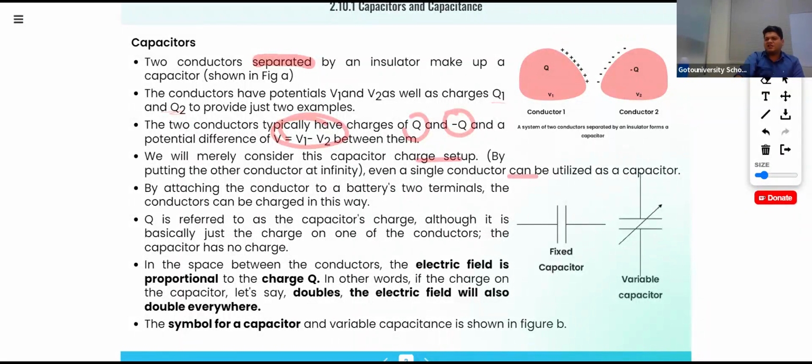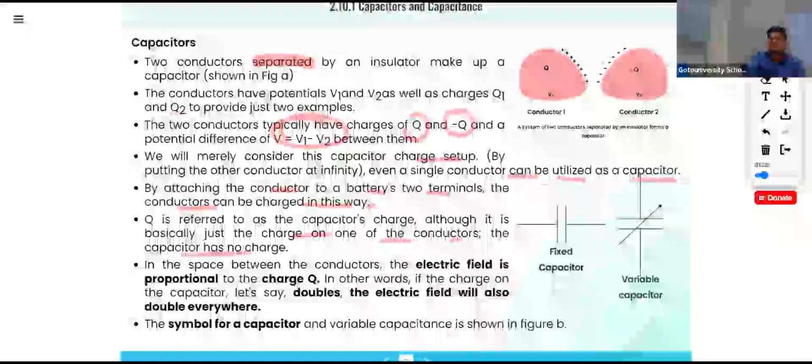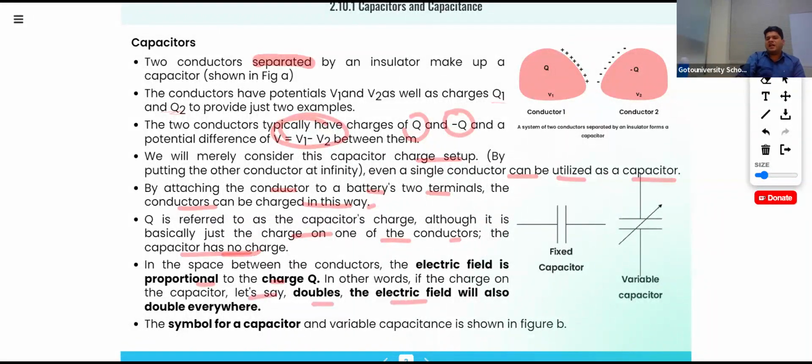Even a single conductor can be utilized as a capacitor. By attaching the conductor to a battery's two terminals, the conductor can be charged in this way. Q is referred to as the capacitor charge, although it is basically just the charge on one of the conductors. The capacitor has no net charge. In the space between the conductors, the electric field is proportional to the charge. In other words, if the charge on the capacitor doubles, the electric field will also be what? It will be doubled.